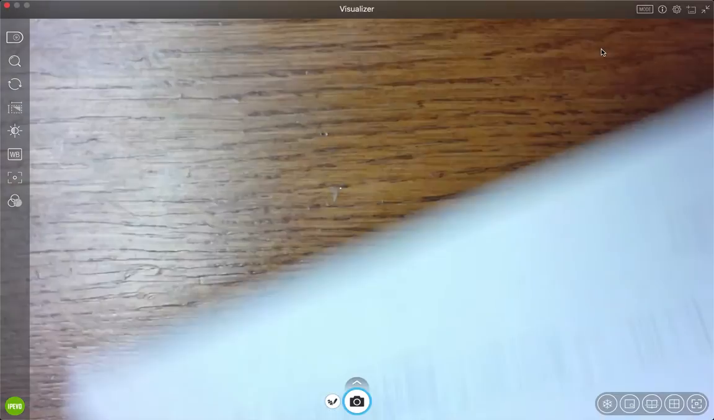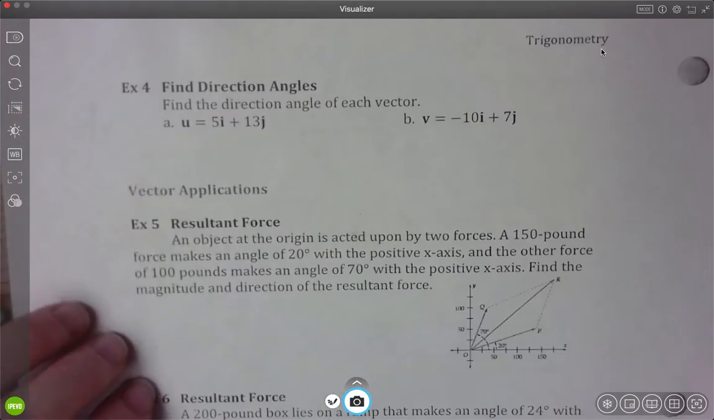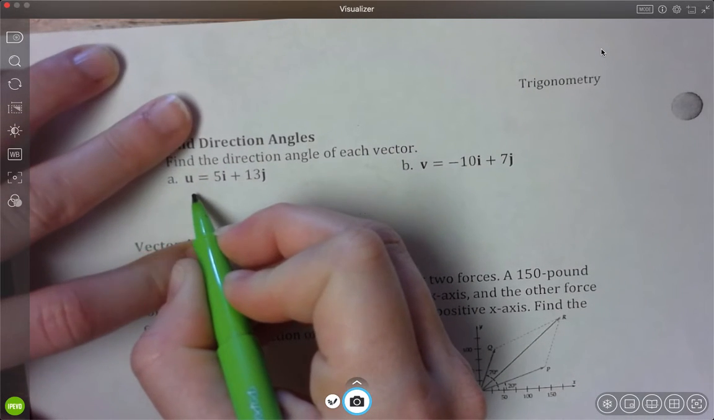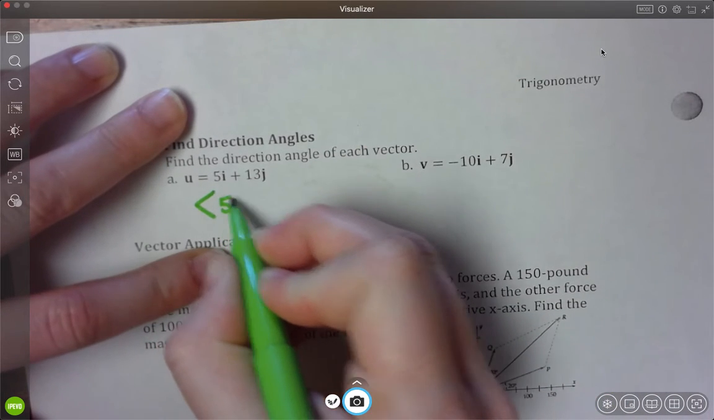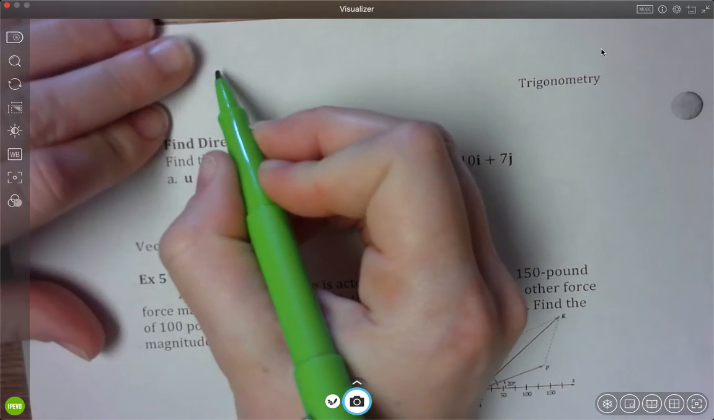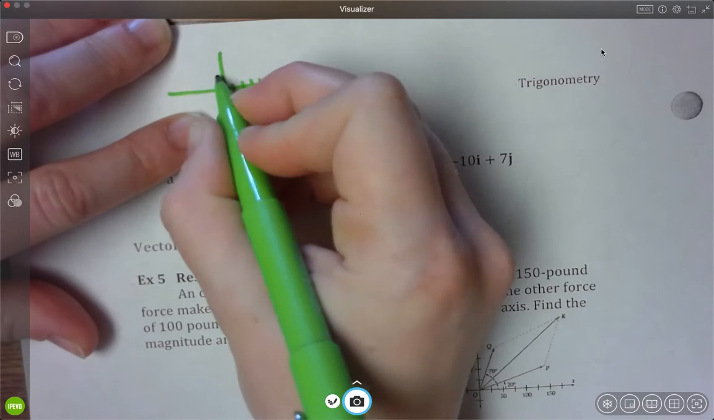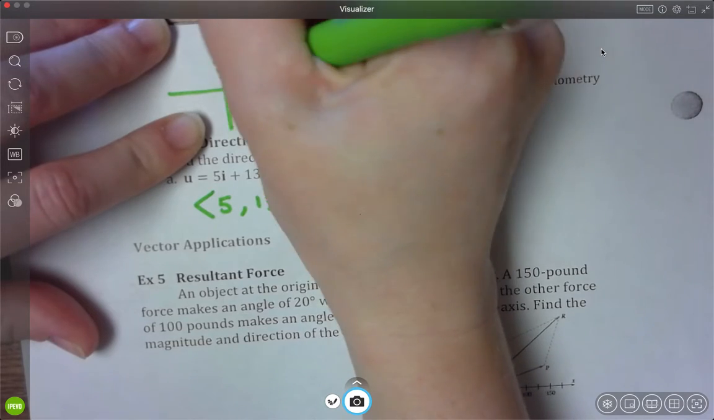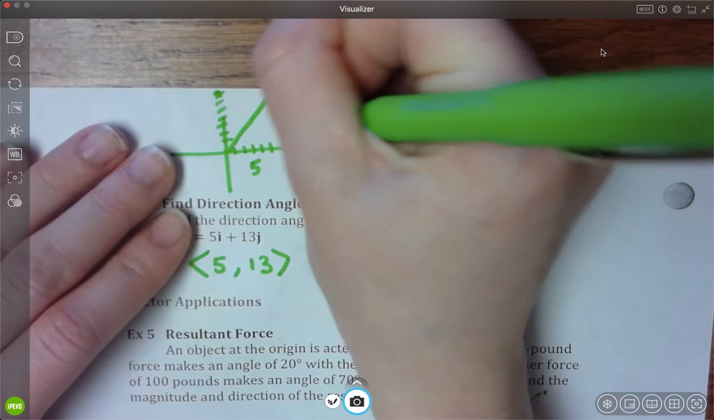So last thing, find the direction angle of each vector. Now they're giving us component form, and we've already done this before. 5 plus 13j means that we're going 5 right and 13 up. So if you want to think about it, this will be 5 and 13 in this direction right here. It'll land me somewhere like this, and I'll have a triangle that looks like this, where this is 5 and this is 13.